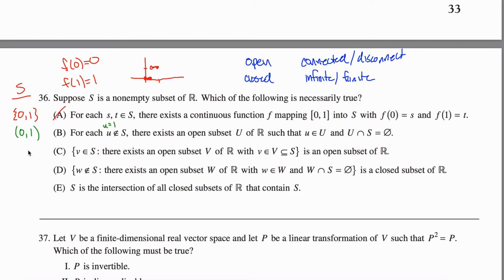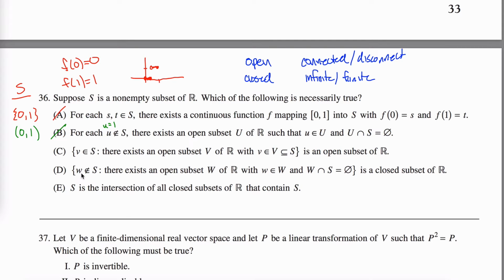The intersection of this set and this set will not be empty because this open subset necessarily contains a number that is less than 1, and any number less than 1 is contained in S right here. So this would not necessarily be a true statement. It turns out that C is a true statement, so maybe I'll go back to that in a little while. D.